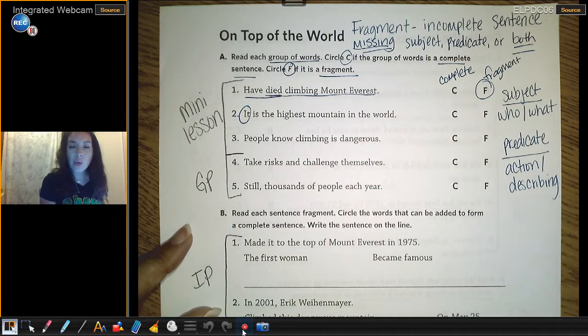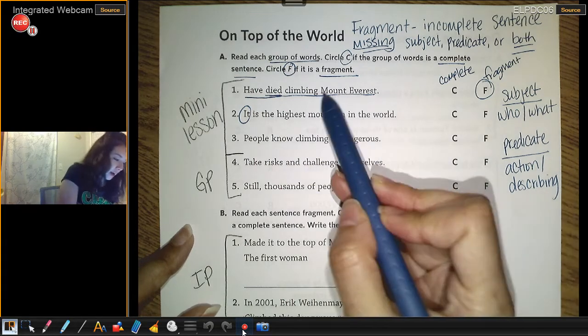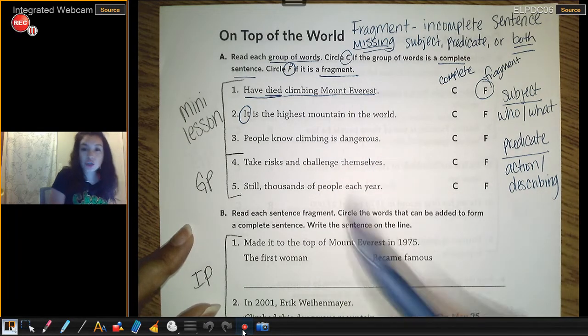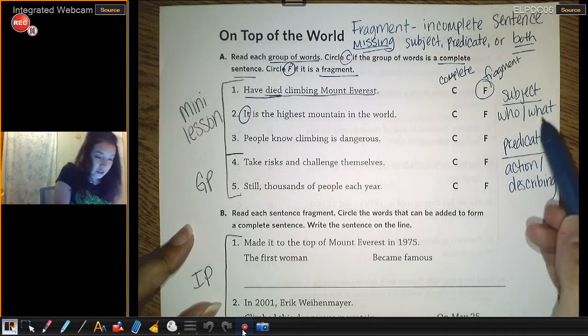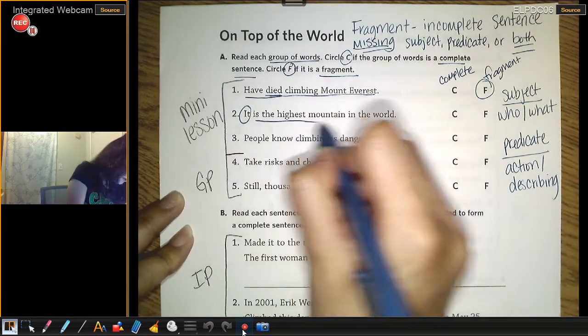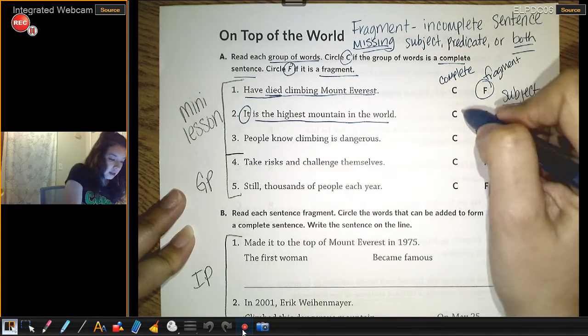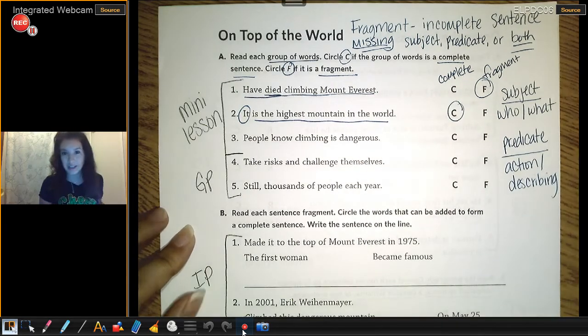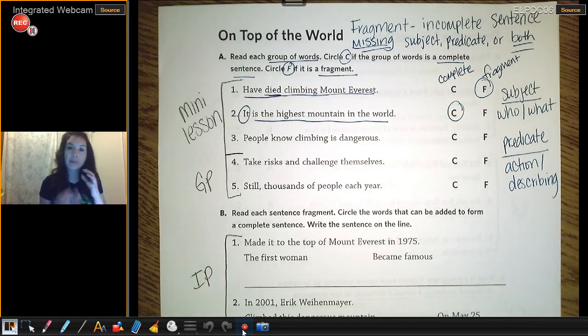How does it relate to number 1? Use your context clues. How does it relate back to number 1? Have died climbing Mount Everest. It is the highest mountain in the world. It is talking about Mount Everest, right? So it is a thing. It is a what? It is a subject. So I circled my subject, underlined my predicate. That means I have a complete sentence, okay? Look at how I'm thinking through this.